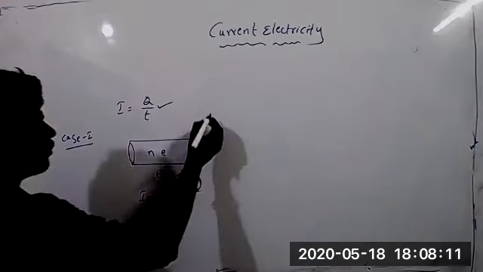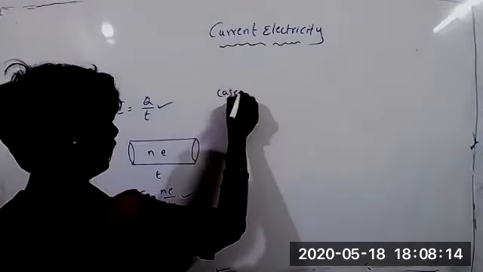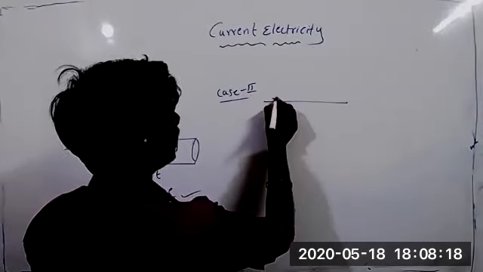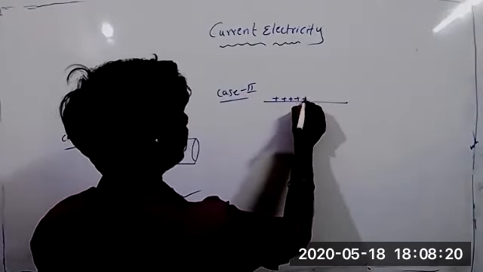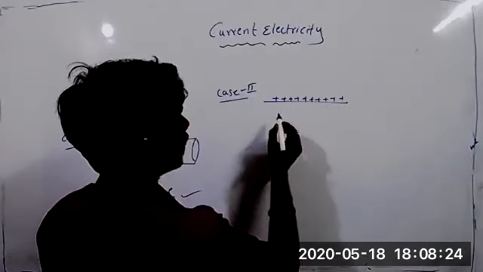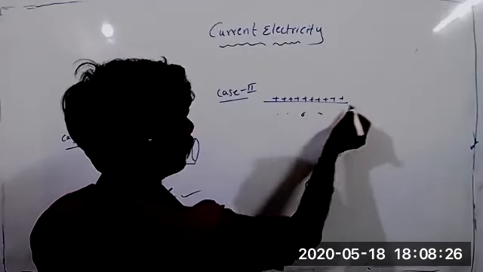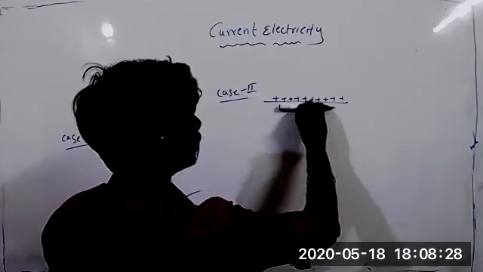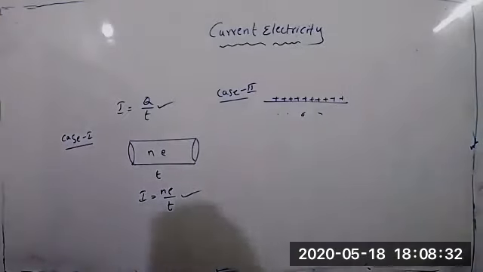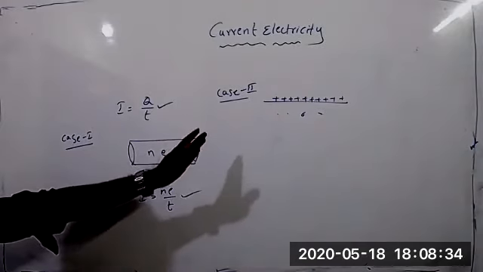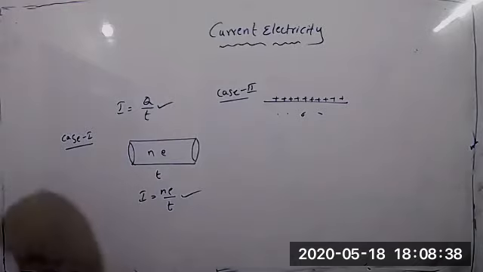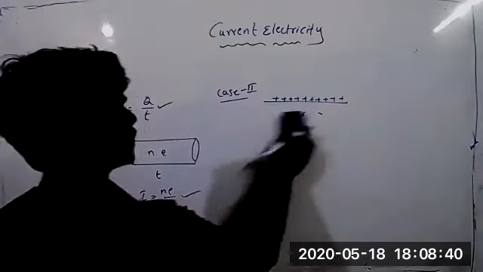Now my question, I will take as case 2. Current is moving linearly, like a line it is moving. Current is not moving like 1 electron, 2 electron, 3 electron, 4 electron, not like that. Continuously it is moving linearly. In that type of situation, how much current is flowing in 1 second? How can we calculate? That's our question.